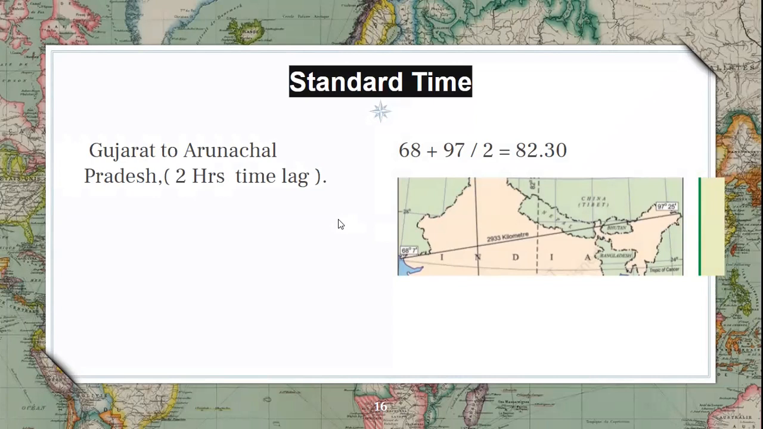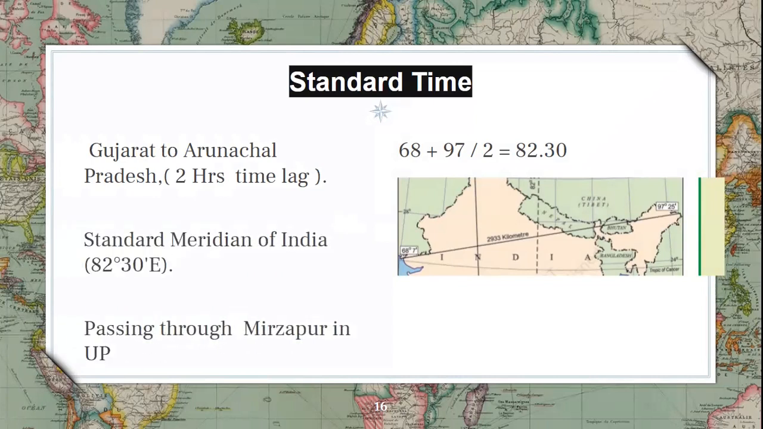Because when we look at Gujarat to Arunachal Pradesh, there is a 2 hour time difference. It will create a lot of trouble if we conduct an examination, or railway time or airways time, or anywhere whenever we use the time. It would be difficult for one country itself. Different time zones would create a lot of trouble.